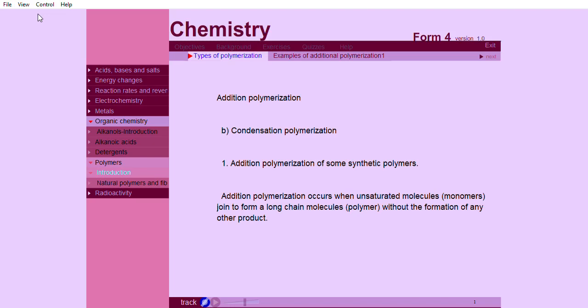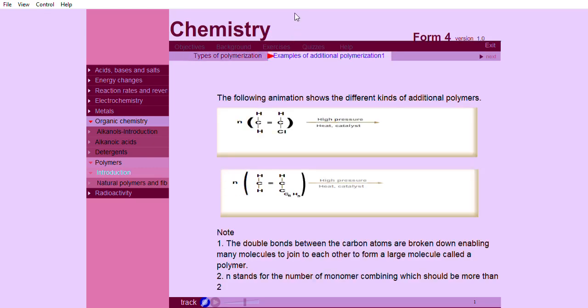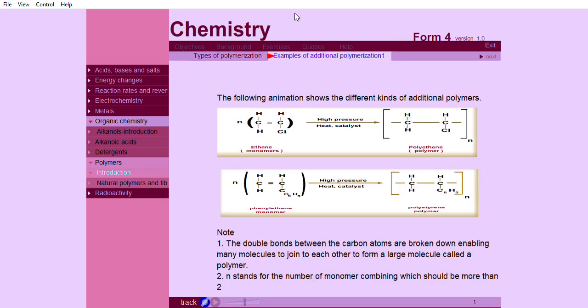Addition polymerization occurs when unsaturated molecules or monomers join to form a long-chain molecule or polymer without the formation of any other product. The following animation shows the different kinds of addition polymers.